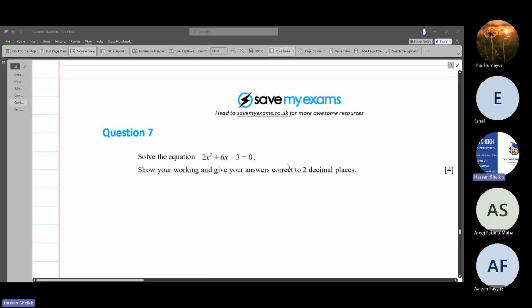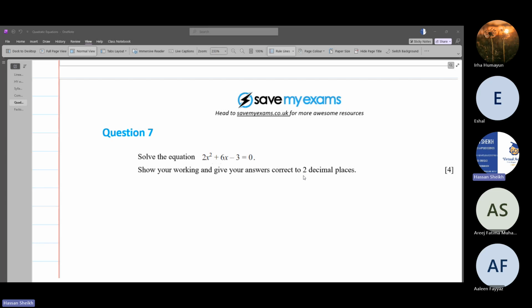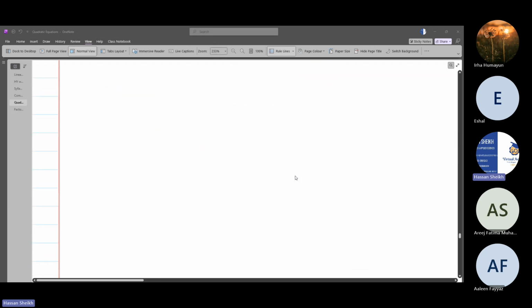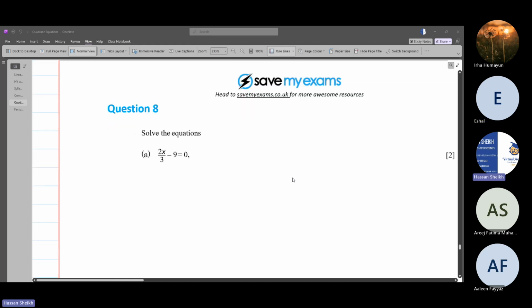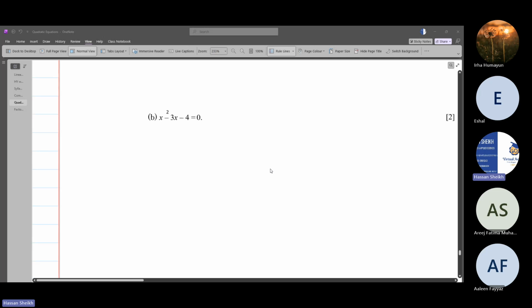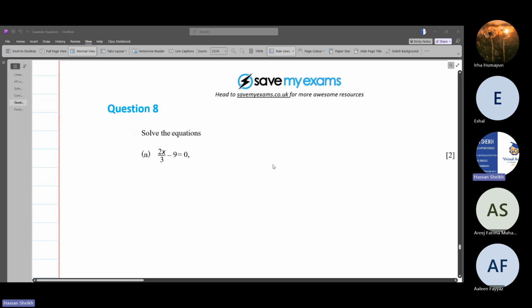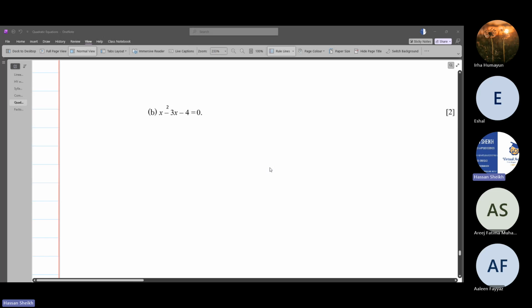Why are we leaving these ones? Because they say the answer must be correct to two decimal places. And we know that any question that refers to the answer to two decimal places, always remember that we need to solve that with the quadratic formula. Okay, now let's simplify. That's a linear equation also. Now this one. Okay, let's solve this one. They say to solve the equations.